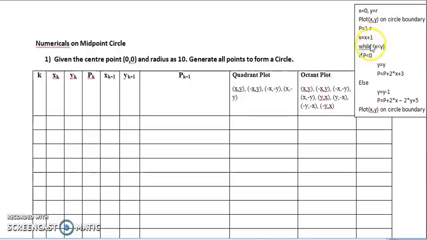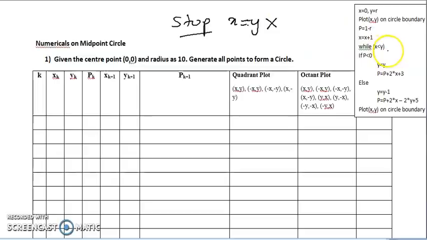My loop will continue till my x is less than y. So a very important point to note down is that my stop condition would be when my x becomes equal to y, I am going to stop. My algorithm will stop as soon as my x is equal to y. We won't go further than this.